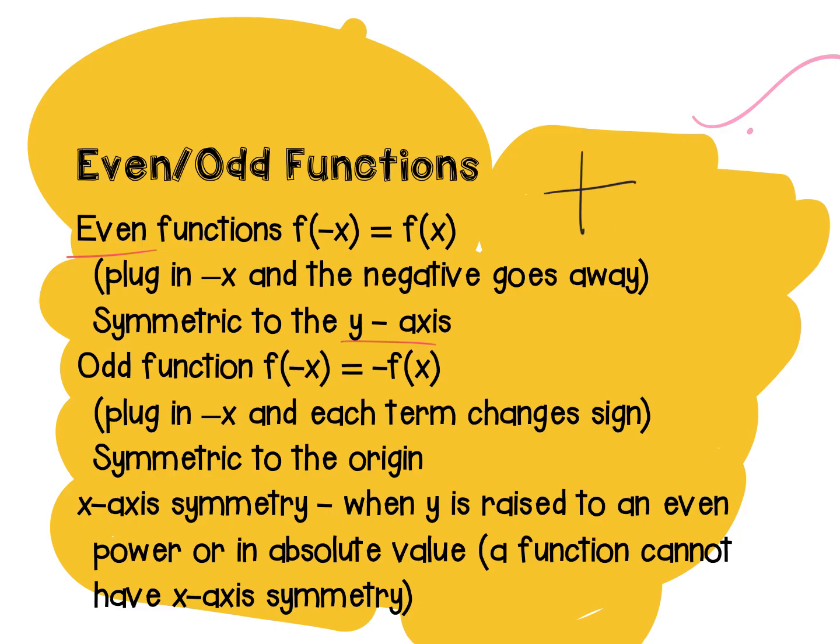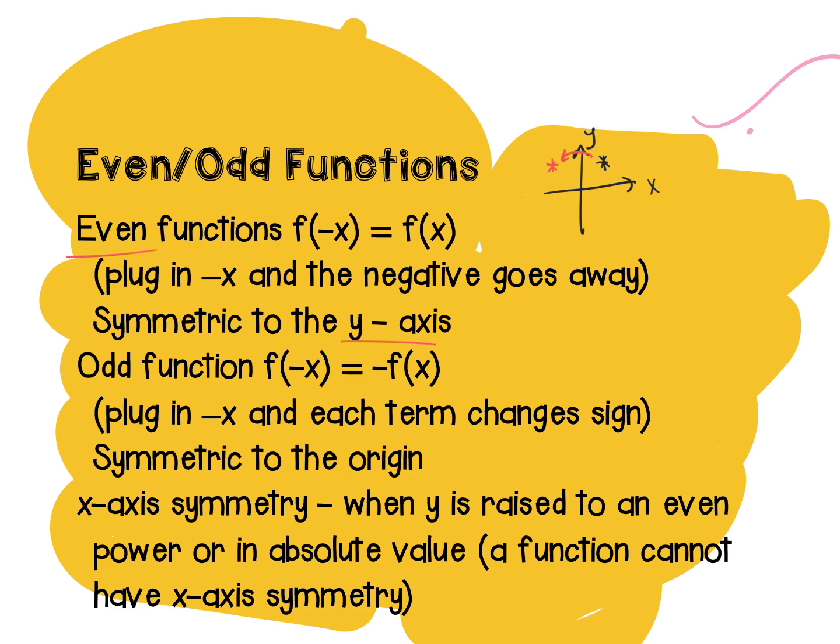Let's say I have a graph like this. This is x, this is y. Which means if I have something right here, I'm going to see the exact same thing opposite of this y-axis. So this is symmetric about the y-axis, all right?